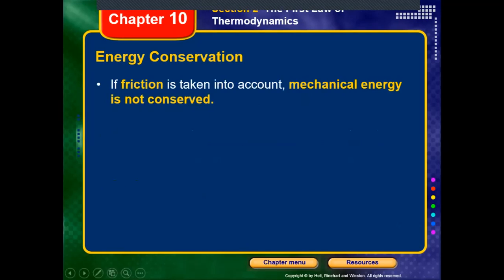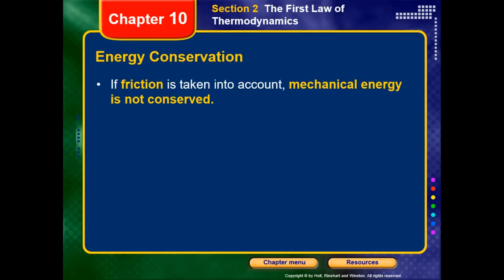As we know, friction is a force. So here, if friction is taken into account, mechanical energy is not conserved. The energy is conserved if there is no friction or air resistance. For example, if I throw a ball upwards, as the ball goes upwards, the potential energy increases and kinetic energy decreases and mechanical energy remains constant. This is only if there is no air resistance.